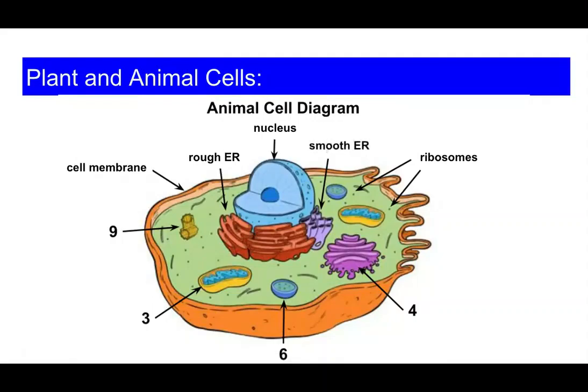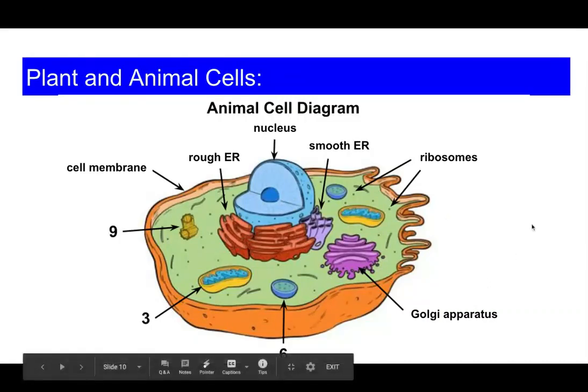And then the smooth ER does not have those ribosomes on the surface, and that will also be near the nucleus. Golgi apparatus looks very similar to the smooth and rough ER. They often have these little blobby bits. It kind of looks like a lava lamp, and it's not next to the nucleus though.